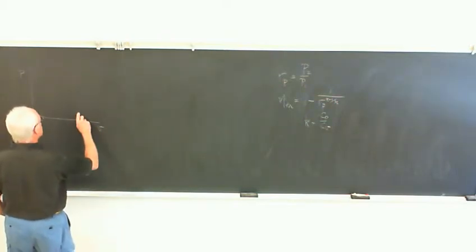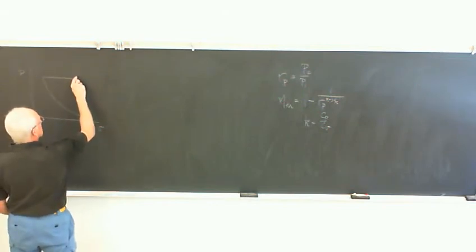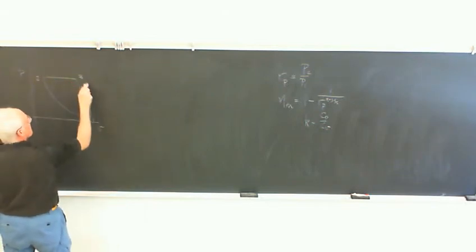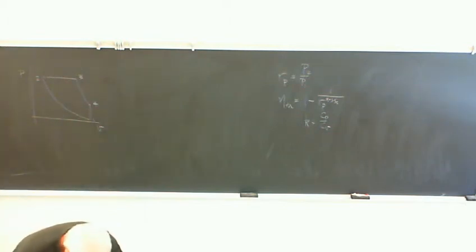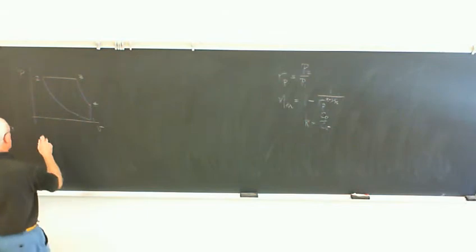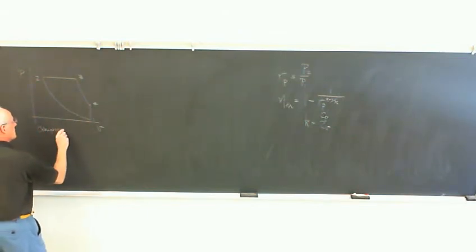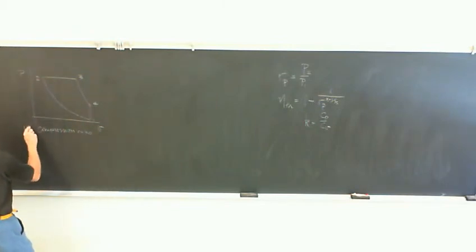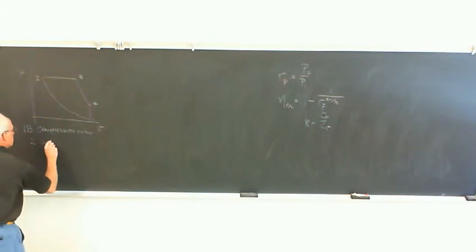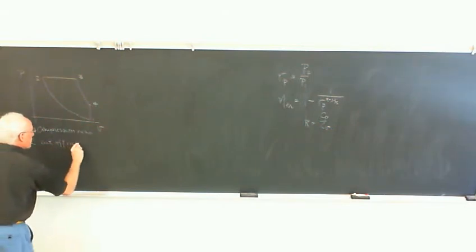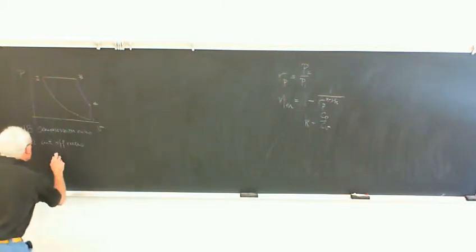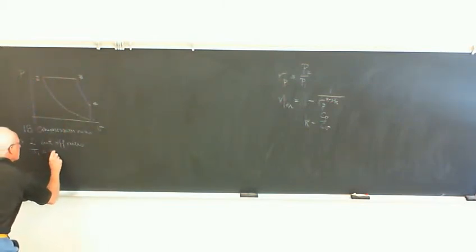So, a diesel cycle that runs something like this. The compression ratio, and you can ask Paul what that is if you don't know, is 18. Cutoff ratio is 2. Again, go to Paul for help on that one. 0.1 is essentially atmospheric.